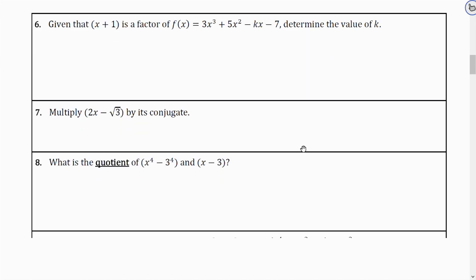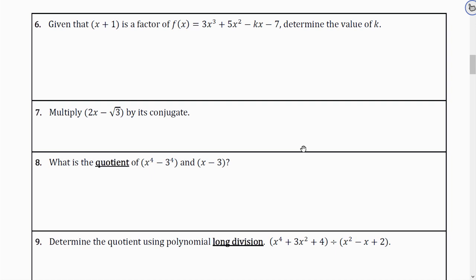Okay, number 6. Given that x plus 1 is a factor of f of x equals 3x cubed plus 5x squared minus kx minus 7, determine the value of k. Knowing that it's a factor is a pretty important piece of information. Again, the remainder theorem says that if I divide this function by x plus 1, then the remainder I would get is the same as if I plugged negative 1, switching that sign, into the function.